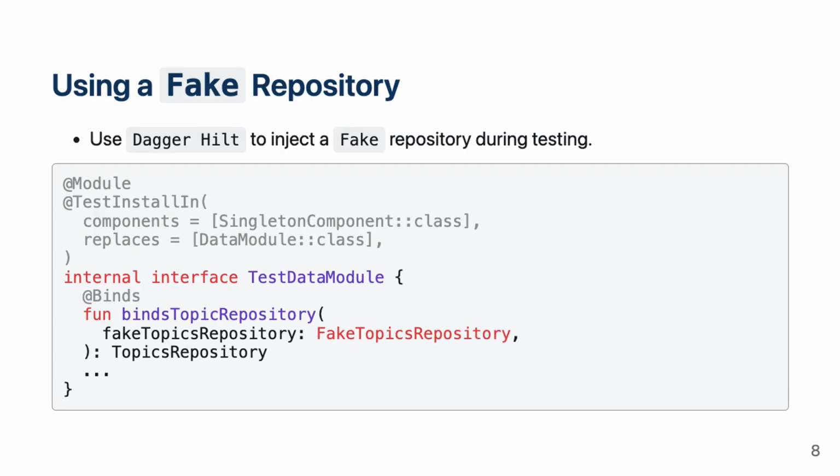We use a fake repository to perform fast and highly reproducible navigation tests. A fake is a test double that behaves like the real thing, eliminating network dependencies. We inject this fake using Dagger Hilt. We use the @TestInstallIn annotation to replace the repository with the fake.